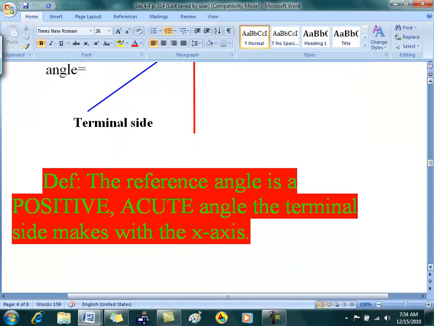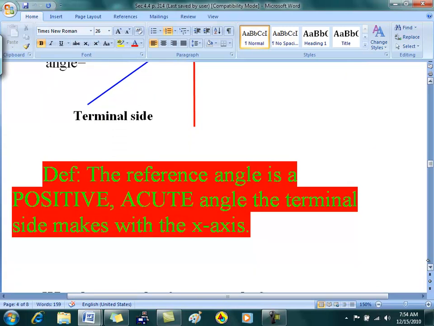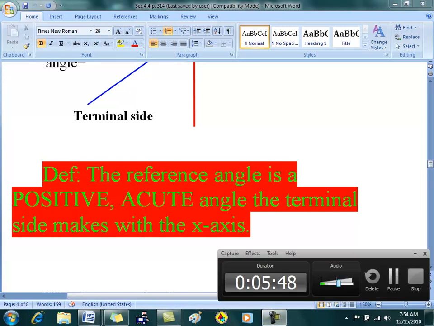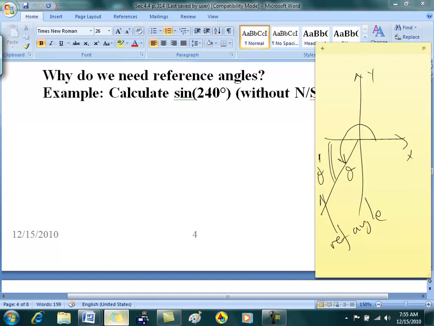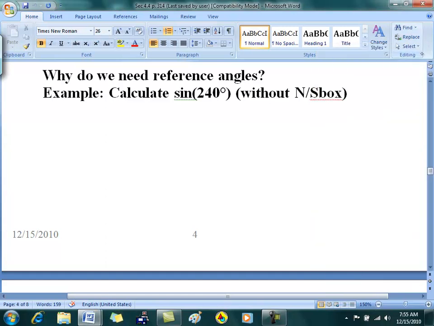Okay, here's the formal definition of reference angle. So notice that it is a positive angle, and it's an acute angle that the terminal side makes with the x-axis. Why do you need reference angles? If you want to calculate, for example, the sine of 240, okay? Say you want to calculate the sine of 240 and no calculators.